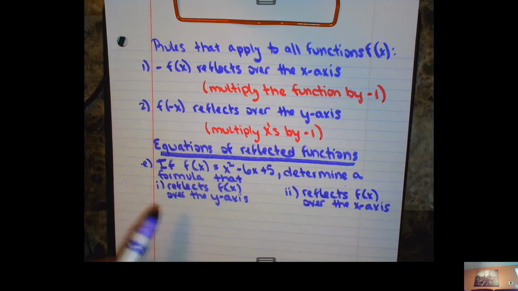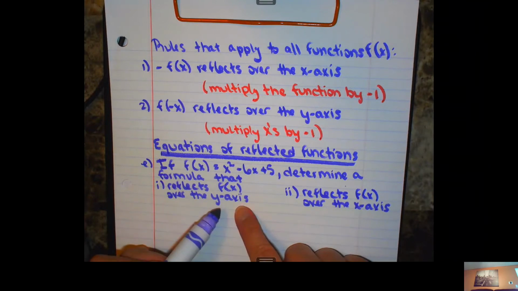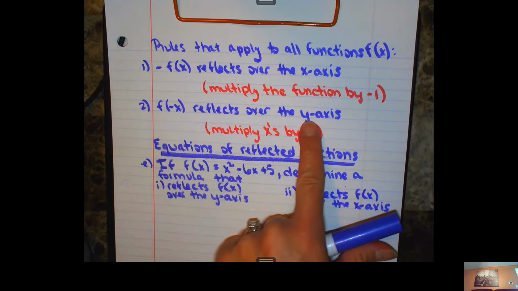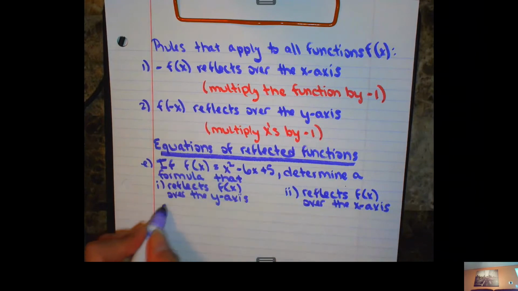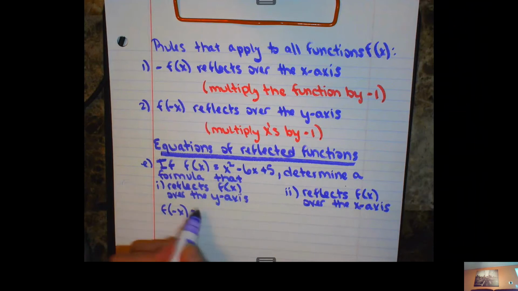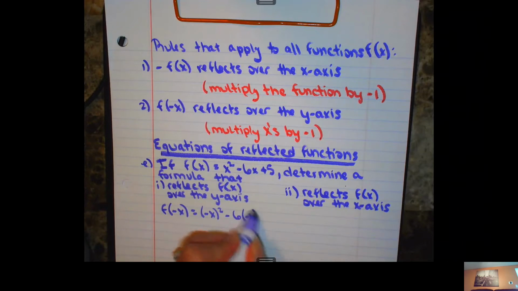So if we want our equation that reflects over the y-axis, if you look at your rule, if we're reflecting over the y-axis, we're doing f of negative x. And what that means is we're changing every x to negative x. So if we look at our formula, instead of x squared, our new equation is going to be negative x in parentheses squared. Instead of minus 6 times x, it's going to be minus 6 times negative x, and then plus 5.